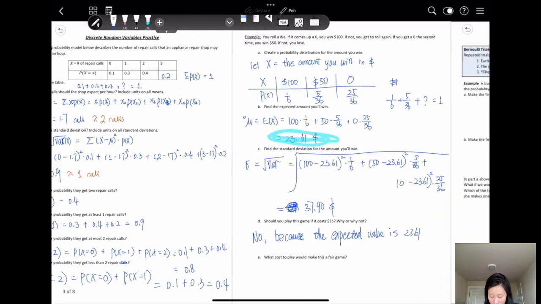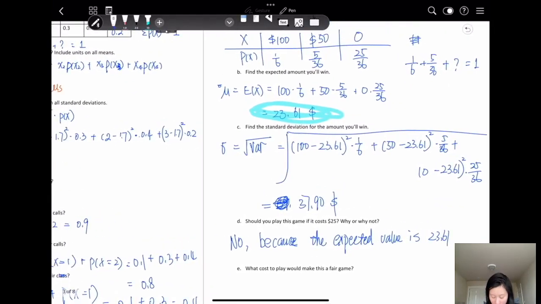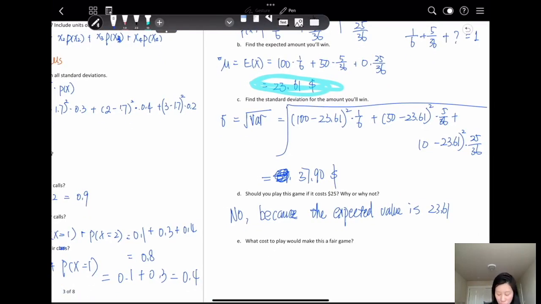Okay, what cost to play would make the game fair? If you wanted it to be fair, the cost should be $23.61.